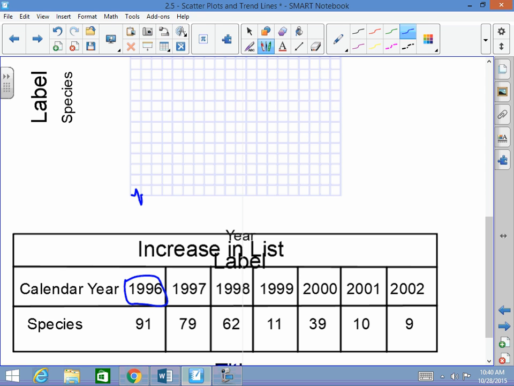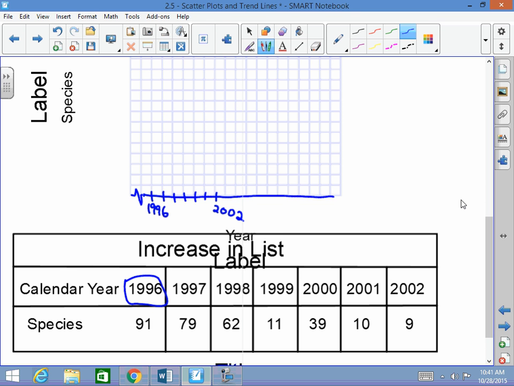I'm starting with 1996, but I'm really going to be going in intervals of 1 year. So that's 1996, 1997, 98, 99, 2000, 2001, and 2002. So again, a line break indicates to the reader of the graph, hey reader, I know I'm going by 1 year intervals, but I'm starting in 1996.